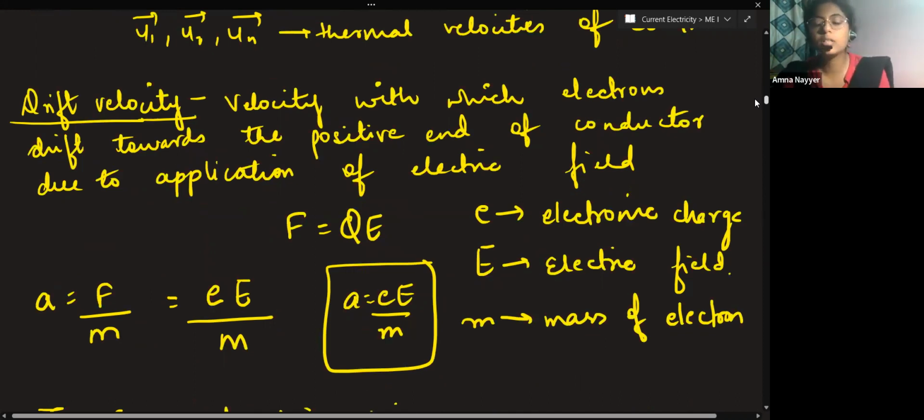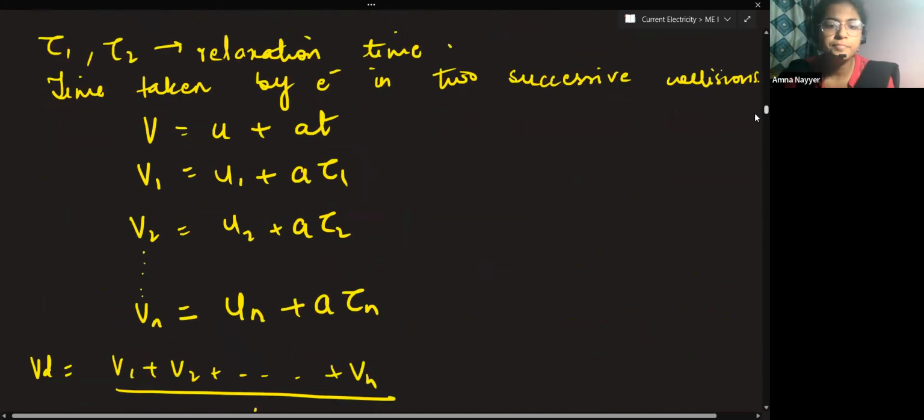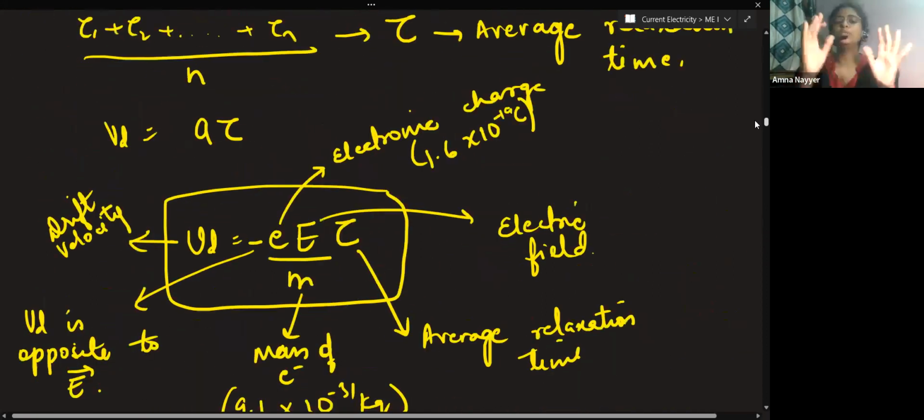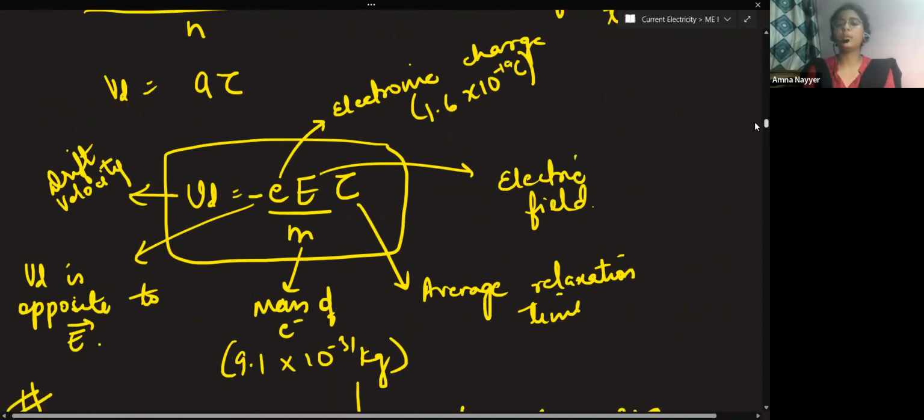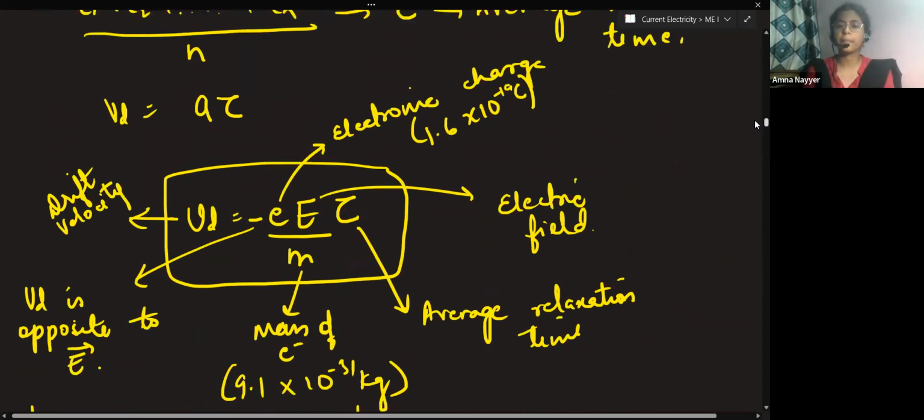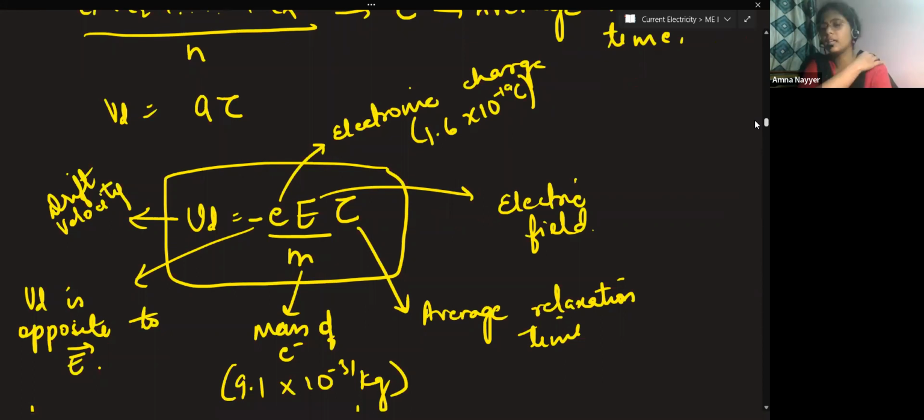So drift velocity, F is equal to qE, starting from here. Acceleration is eE divided by m. From here, you should remember this. This is the final formula that comes out. Right now, no need to write it because you have to write it again, so it's better if you do not write it right now. I'll give you sufficient time. So drift velocity is what? Minus e into capital E into tau divided by m.